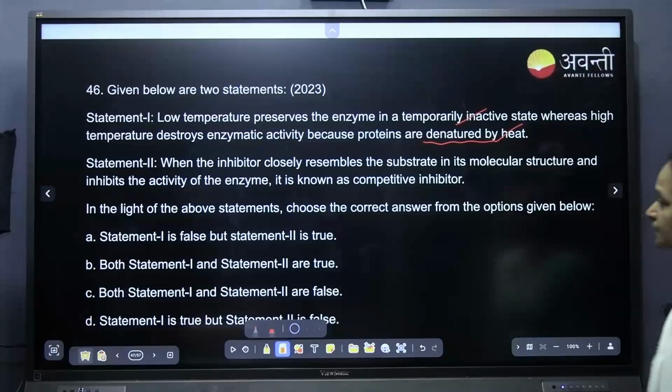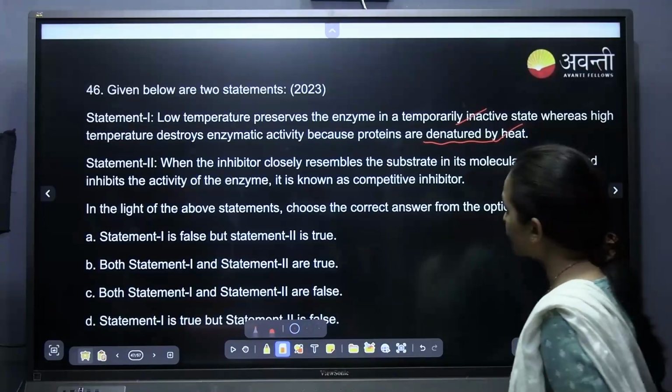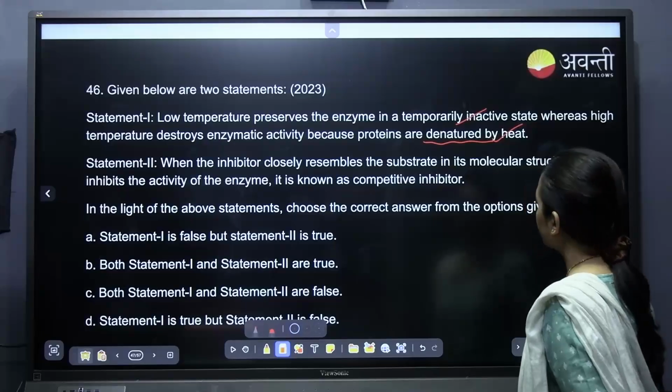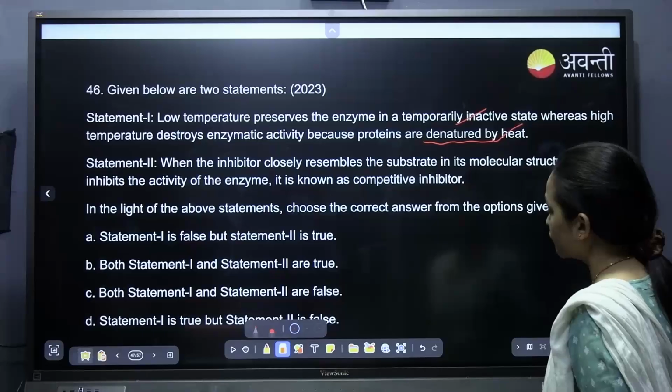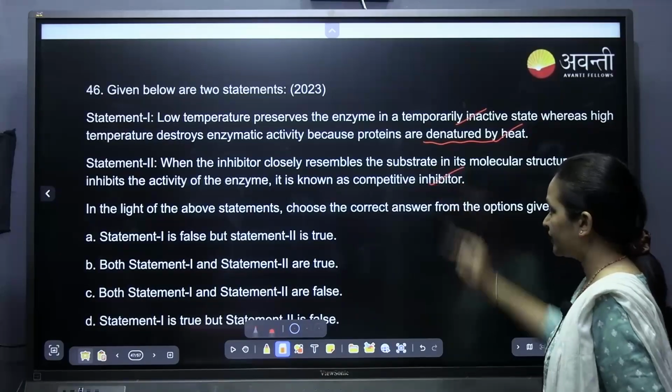When the inhibitor closely resembles the substrate in its molecular structure and inhibits the activity of the enzyme, it is known as competitive inhibition or a competitive inhibitor.